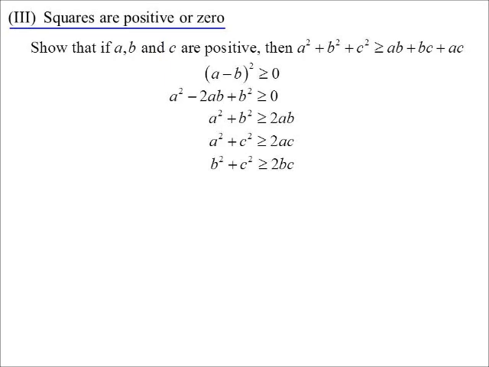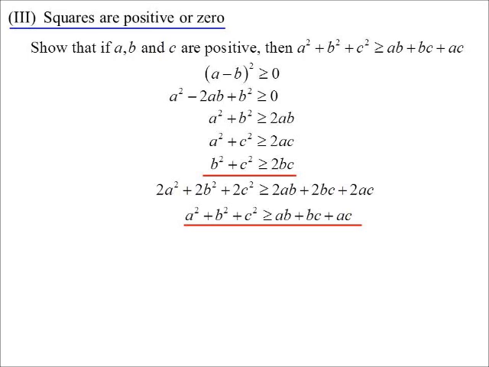Well, if I now look at this and treat it like three simultaneous inequalities, then add down, look what happens. I get 2A squared plus 2B squared plus 2C squared is always greater than or equal to 2AB plus 2BC plus 2AC. Divide by 2, we have our result. So A squared plus B squared plus C squared is always greater than or equal to AB plus BC plus AC.